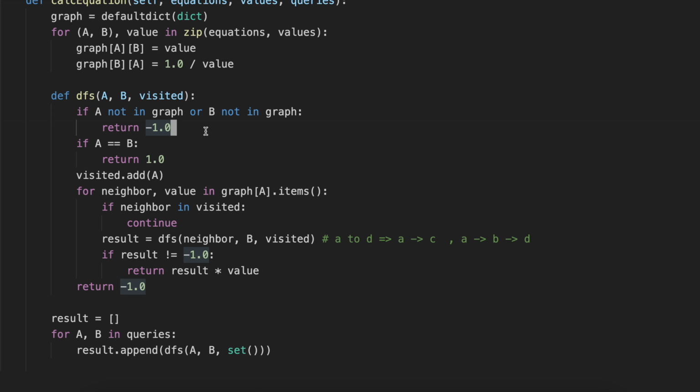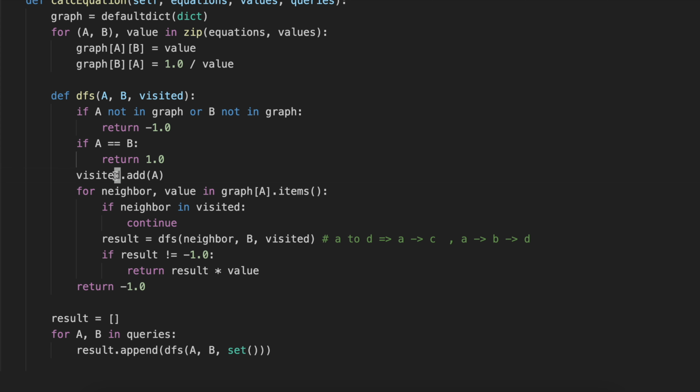So for example, let's say that we have a to x, but we don't have node x, and in that case we are returning -1. If a equals b, so let's say that our query is convert a to a, in that case we are returning 1, because a to a will be 1.